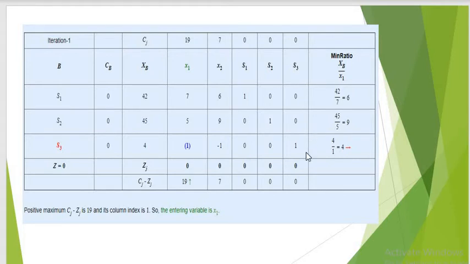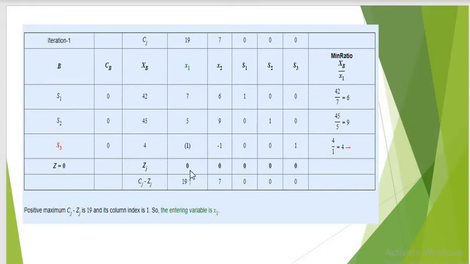After writing all the values in the table, see the Cj minus Zj values. If the values are negative, then that corresponds to the solution being optimal. Here the values are not negative, so we have to see the leaving and entering variable. That is, look at the positive maximum of Cj minus Zj. Here it is 19 and the column index is 1. So that corresponds to the variable x1. So we can decide the entering variable is x1.